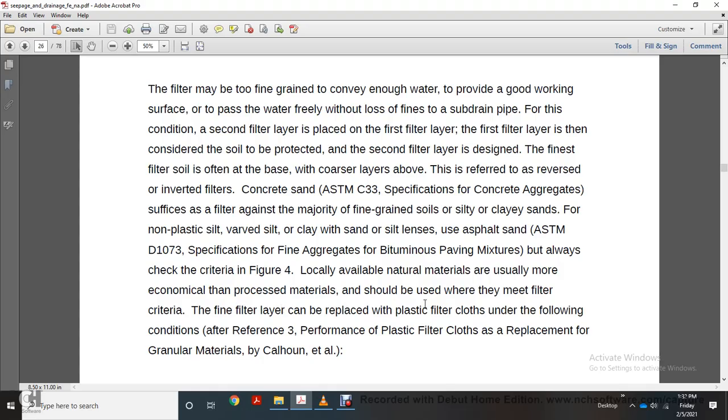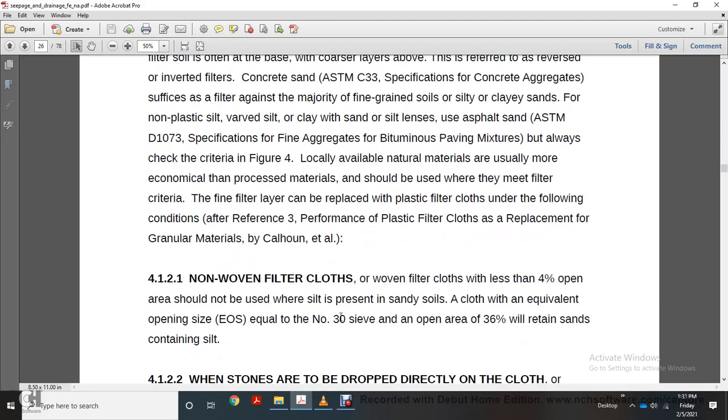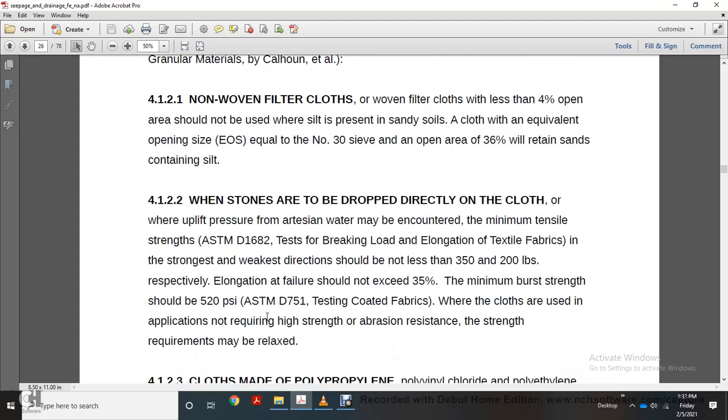A fine filter layer can be replaced with a plastic filter cloth under the following conditions. After reference 3, the performance of plastic filter cloth as a replacement for granular materials, by Calhoun, etc. Non-woven filter cloths with less than 4% open area should not be used where silt is present in sandy soils. A cloth with equivalent opening size equal to the number 30 sieve opening, with an open area of 36%, will retain sands containing silt.